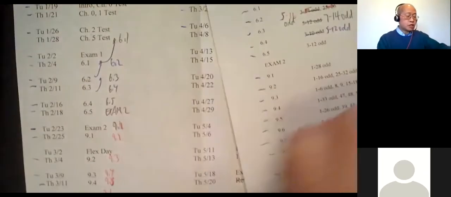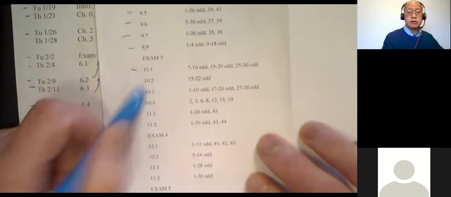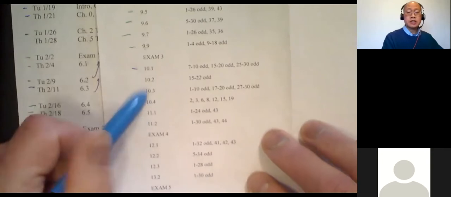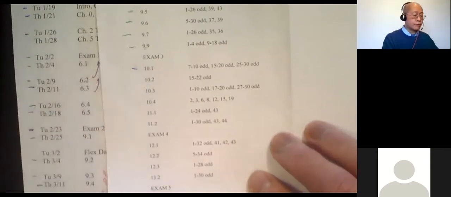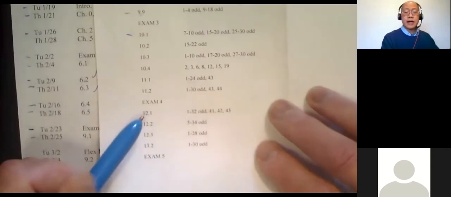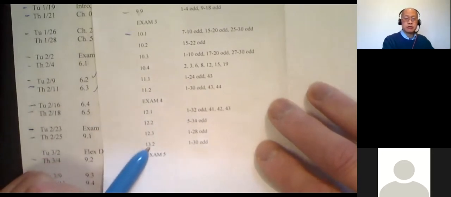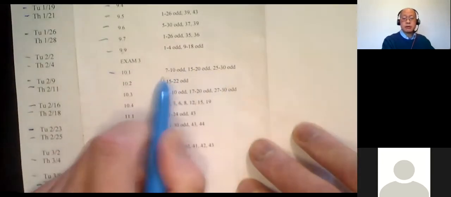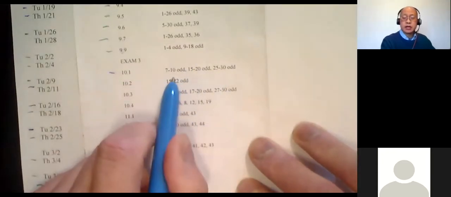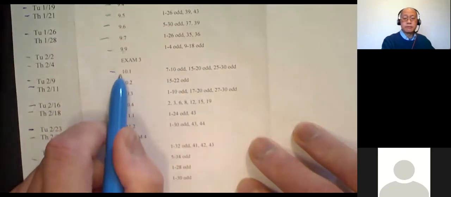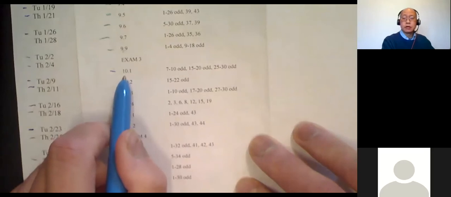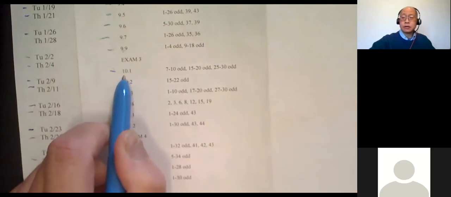The chapter we just finished is our longest chapter. So we're on to 10.1. There are 6 sections for the next test: 10.1, 10.2, 10.3, 10.4, 11.1, 11.2. Then the last test only covers 4 sections: 12.1, 12.2, 12.3, and 13.2. And here's the assignment. As usual, I'll do the evens and you do the odds, so 10.1. We will have a quiz on Thursday on 10.1 material, so the stuff that we do today.